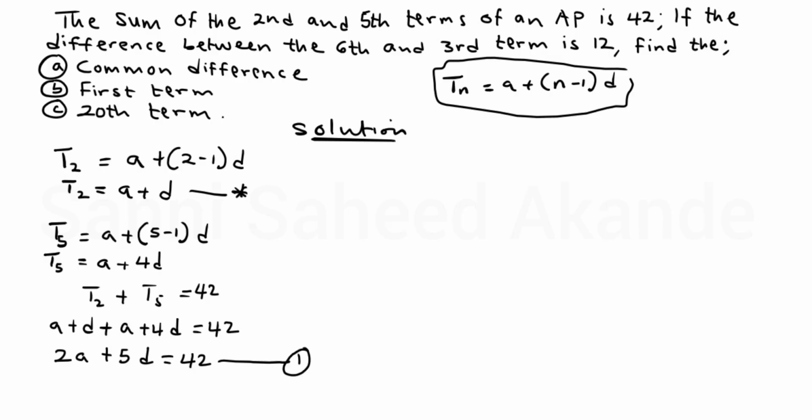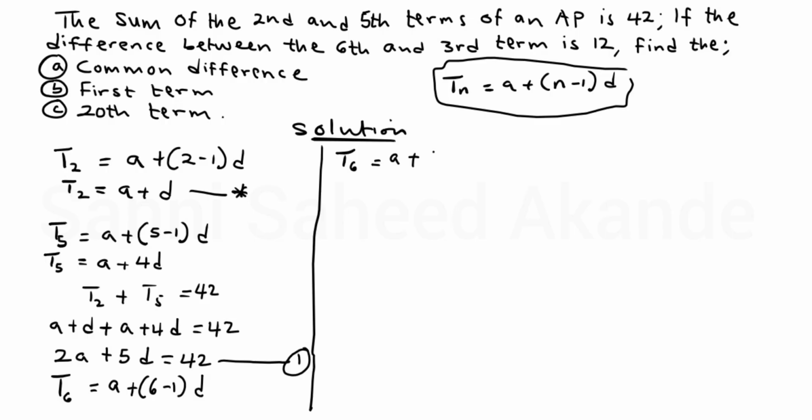The question says the difference between the sixth and the third term is 12. Again, I'm going to find my sixth term. So the sixth term is T6, which is equal to, using the same formula, A plus (n minus 1) times D, where n is 6. So T6 will be equal to A plus 6 minus 1, which is 5, then 5 times D is 5D.